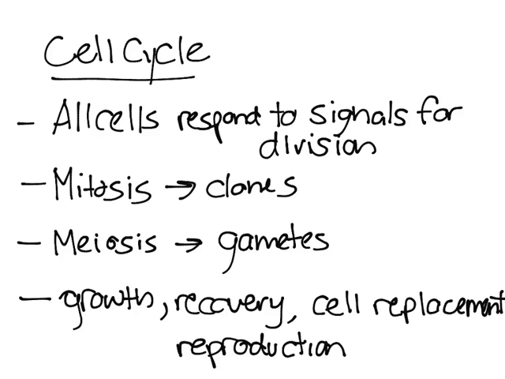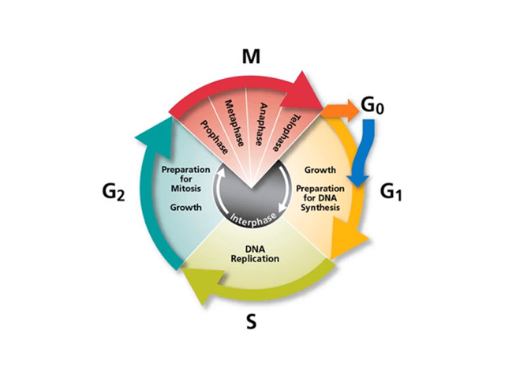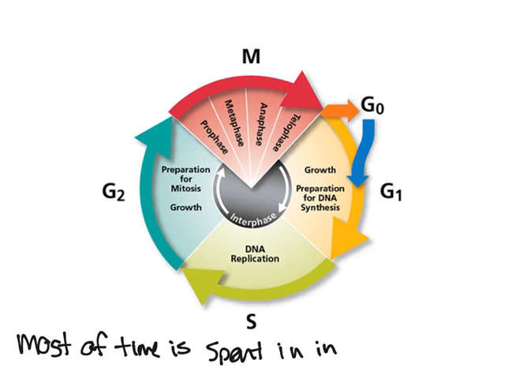And so let's talk about the cycle. Let's get a diagram. Let me clear it. This is essentially what the cell cycle looks like. The bulk of activity going on in a cell is normal activities. Most of the time the cell is not dividing. Most of the time is spent in interphase.